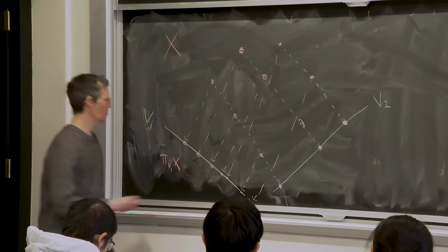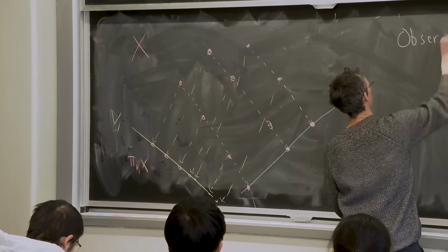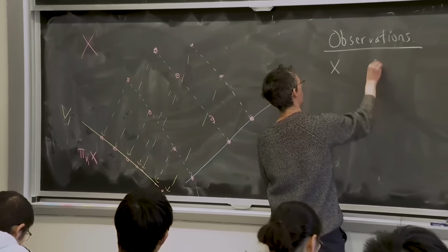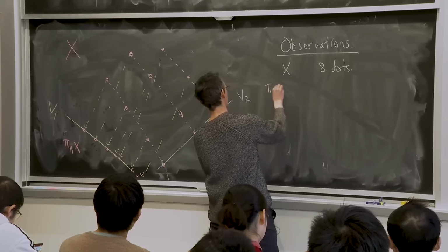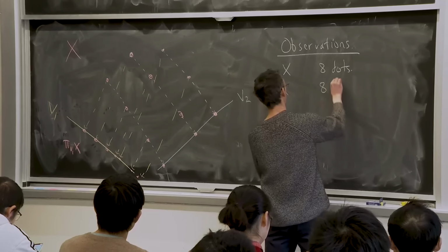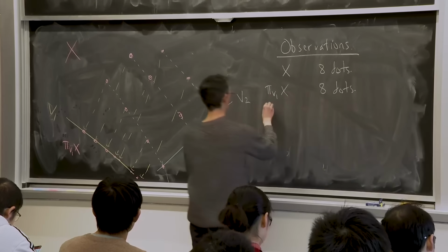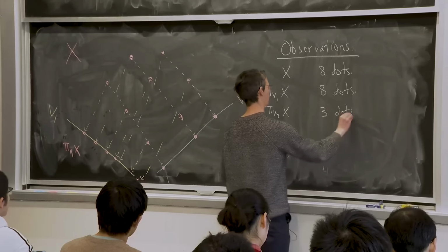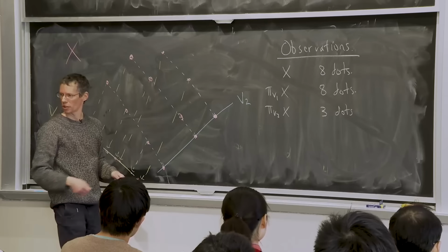So here are my observations about this situation. X itself is 8 dots. And when I projected X onto V1, it was still 8 dots. But when I projected it onto V2, there were only 3 dots, because there were a lot of coincidences where dots got pushed on top of each other.